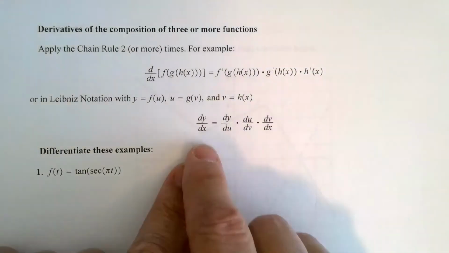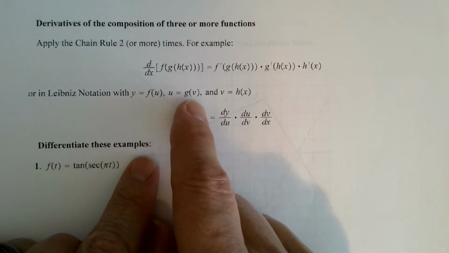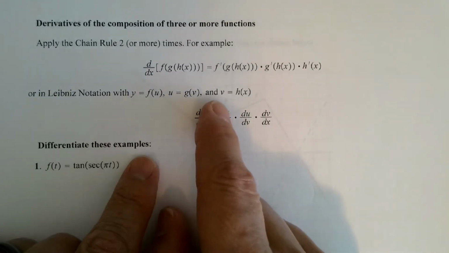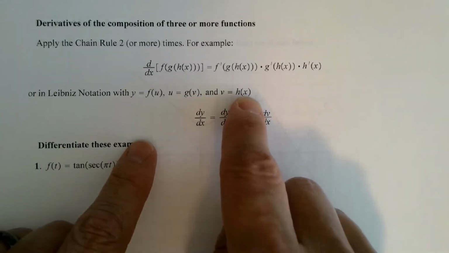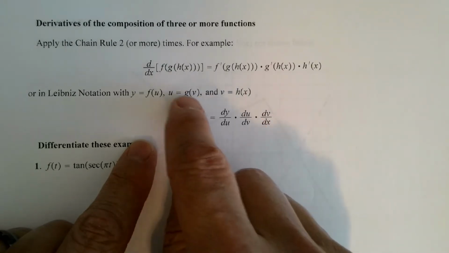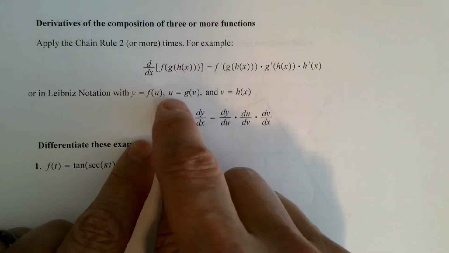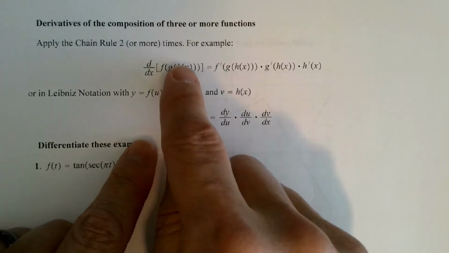Okay? Leibniz notation: if y is a function of u, u is a function of v, and v is a function of x. So u and v are kind of intermediate variables. You see how this works, right? So v is h of x. So if I replace v here with h of x, I'm going to have g of h of x. And if I replace u in here, I'll have f of g of h of x. So this is the same composition here.